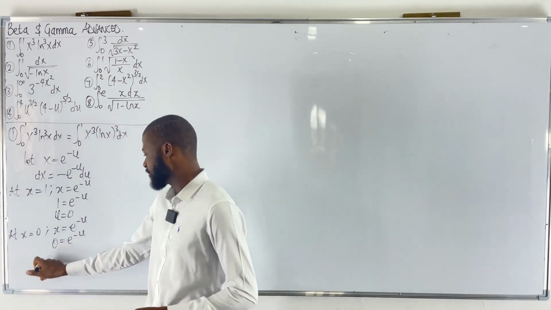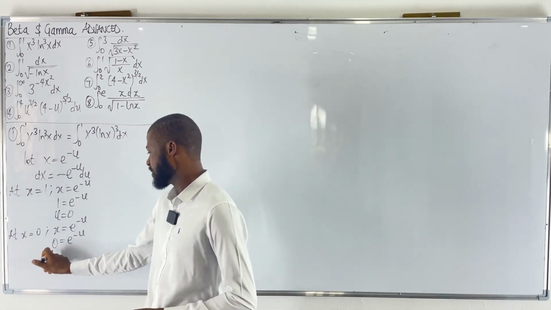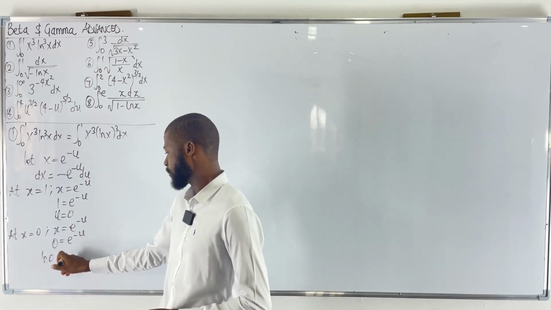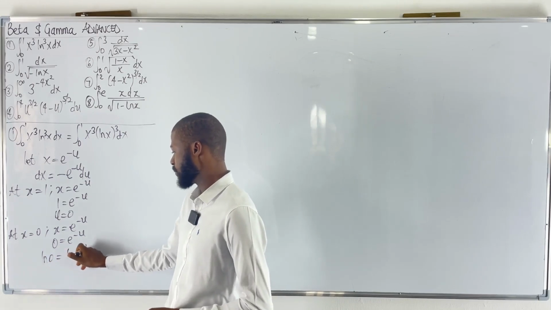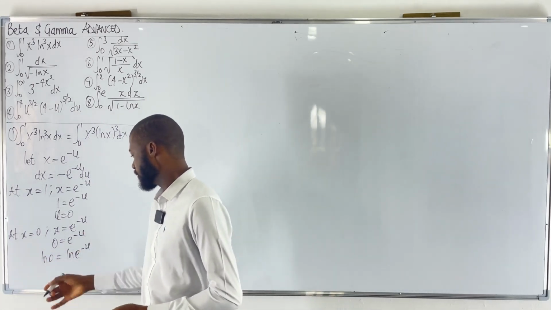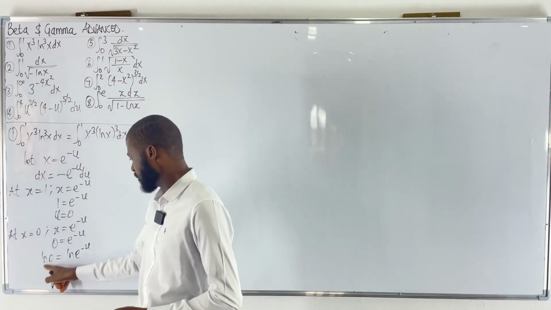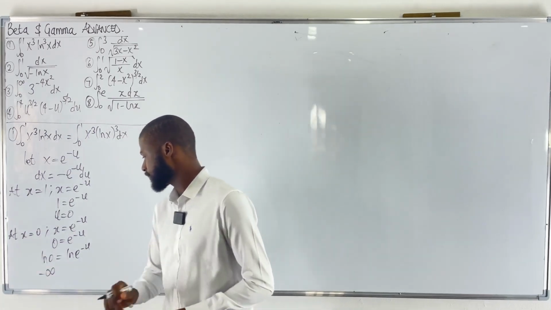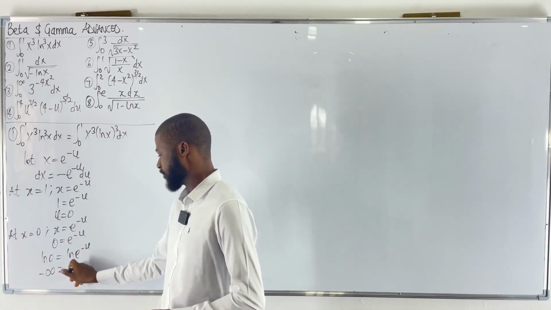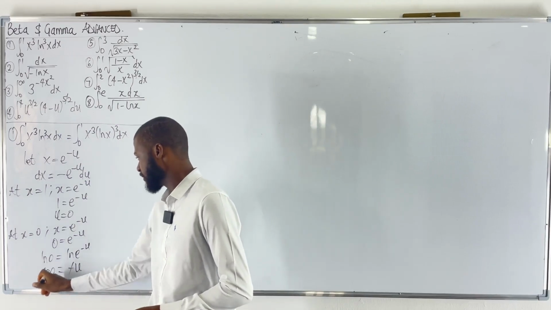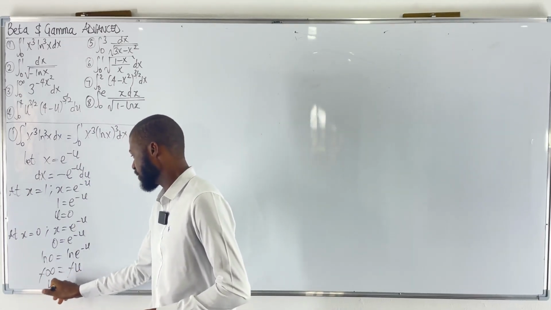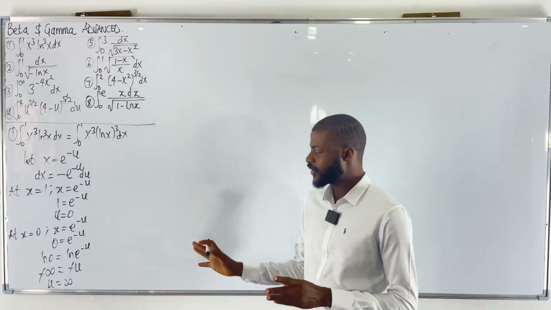But another way to do this is to say ln of this, 0, is equal to ln of e to negative u. And ln of this should give us negative infinity, and then this would give us minus u. So the minus takes care of the minus, and we then have that u is equal to infinity. So this is what we have.